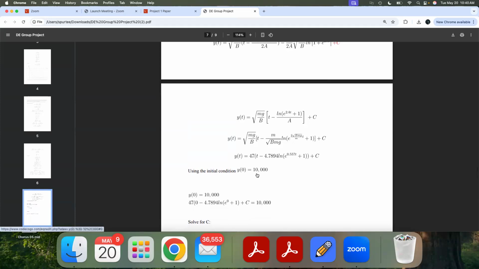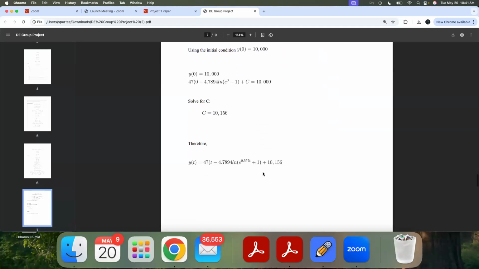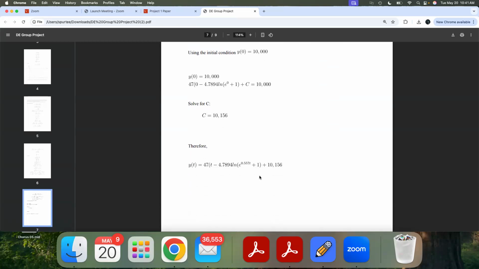Oh, okay, maybe this isn't reasonable. They used an initial height of 10,000 meters. Remember, we're in SI units here. That would be like 30,000 feet. Planes fly that high, but skydivers do not jump from 30,000 feet. This is too high. So we do use like 1,000 instead of 10,000. So you're going to get a different value for C. You can get a slightly different Y of t here.